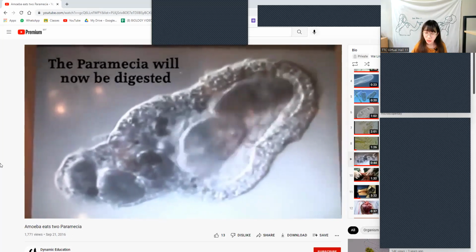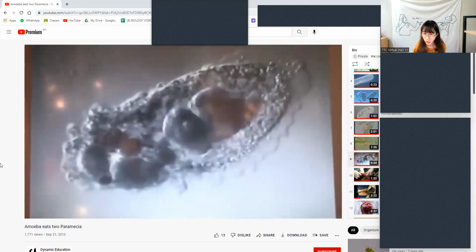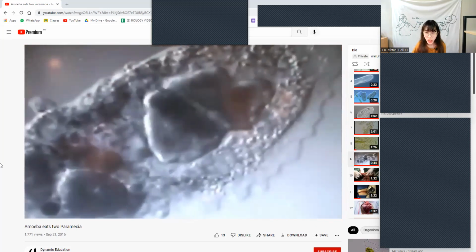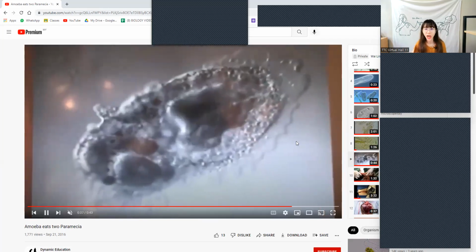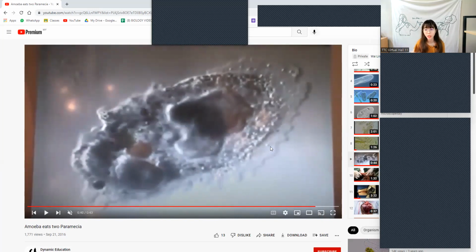You can see that they are struggling, but it's too bad. Of course they will struggle, right? If you got tied, of course you're gonna struggle also. If you got held by somebody else, you're gonna struggle. This one also struggles, and then it will be digested, and then it will die. This is what happens when they are consumed. Amoeba consume paramecium species, so they can eat paramecium species.